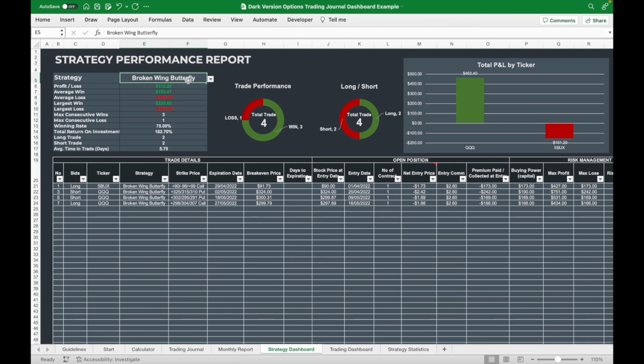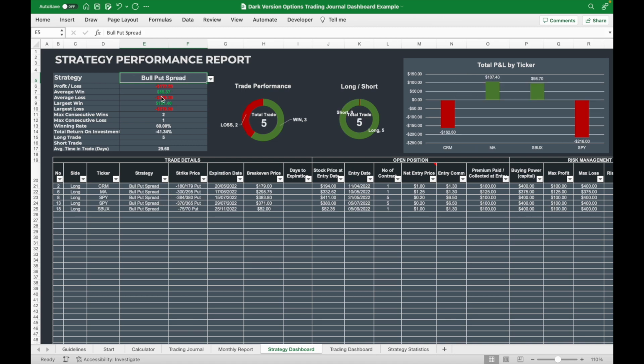For tracking individual strategy performance, navigate to the strategy dashboard page, select the strategy name from the drop-down menu, and it will list out all the trades associated with that strategy. The page presents statistics such as profit and loss, average win and loss, largest win and loss, maximum consecutive wins and losses, win rate, return on investment, and the number of long and short trades.